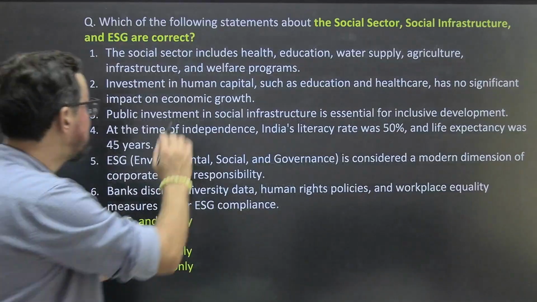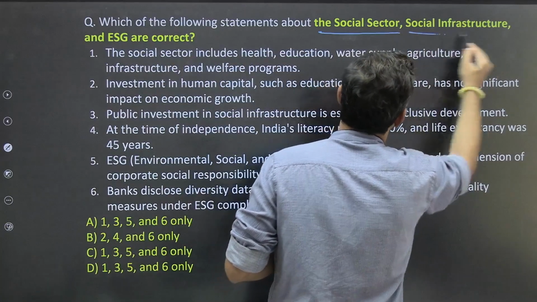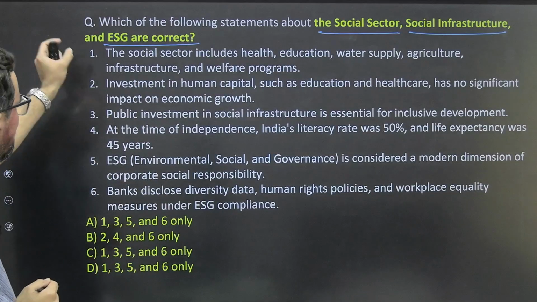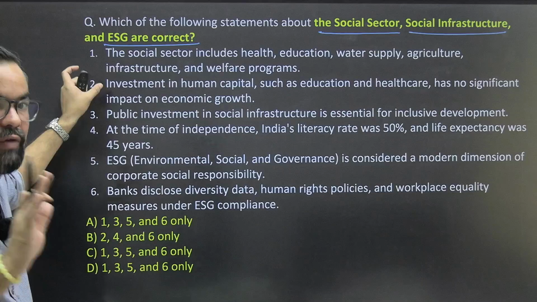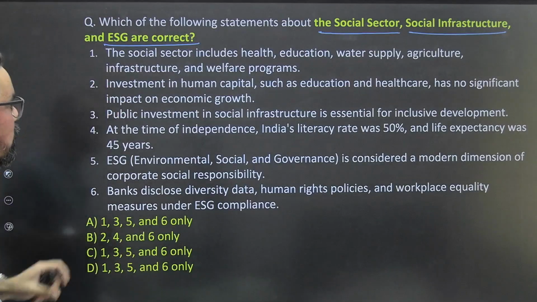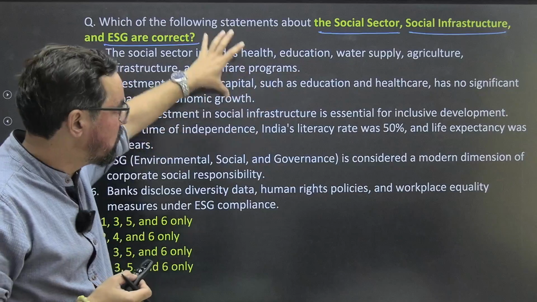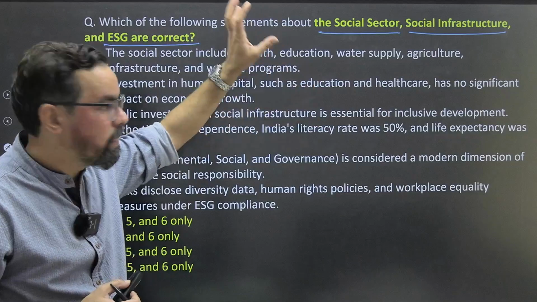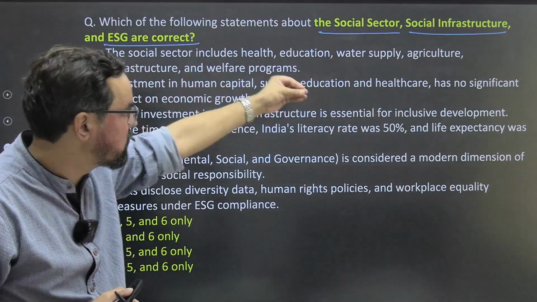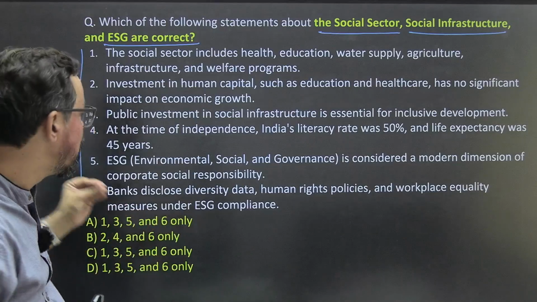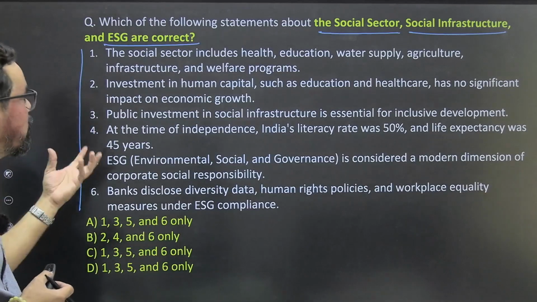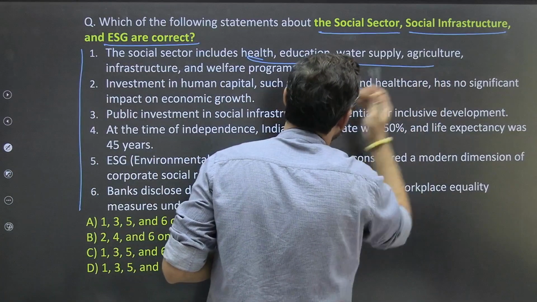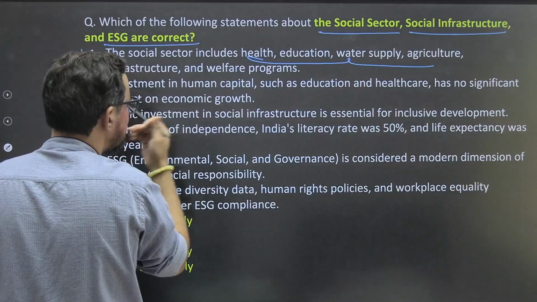All right. Which of the following statements about social sector, social infrastructure and ESG are correct? ESG means environmental, social and governance. So we have six statements about the social sector, social sector infrastructure, and environmental policies, social policies or governance. First one: social sector includes health, education, water supply, agriculture infrastructure, welfare programs and all.